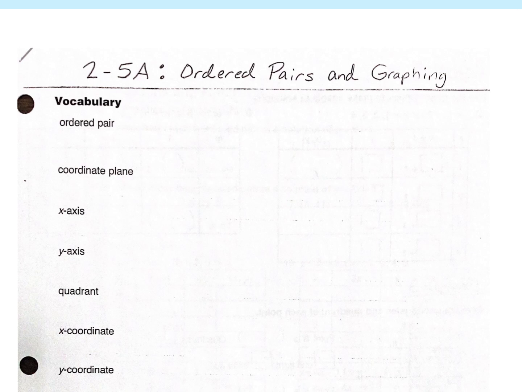Lesson 2.5a, Ordered Pairs and Graphing. We're going to start with several vocabulary terms. Ordered pair, a pair of numbers used to locate a point on a coordinate plane, written as (x, y) in a parenthesis.